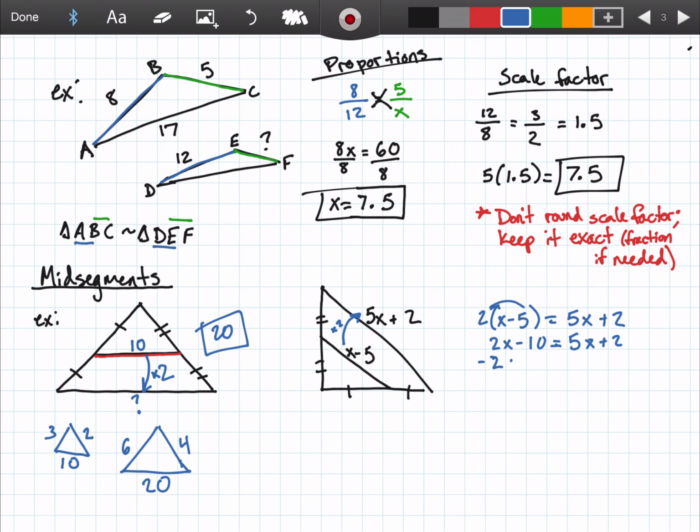Just a game to get x by itself. 3x minus 2 is 12. X equals -4. Is a negative answer okay? A negative answer is okay as long as when you plug it in, you don't get negative length. So I could look on this one. -4 minus 5 is -9.